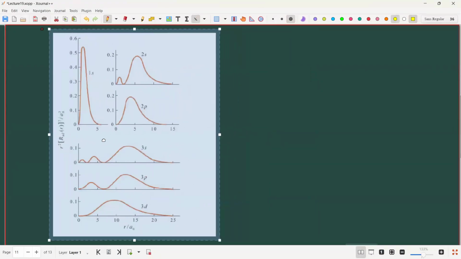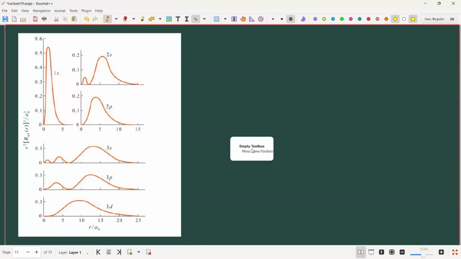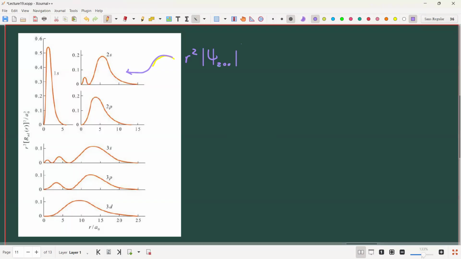So these are really nice plots from the textbook that I've given you guys, that some of you have and some don't. These are radial distribution plots. So for instance, this is equal to R squared times psi 2,0,0, the 2s orbital, squared, divided by a naught squared so that they're unitless. And here are some radial distribution plots for our simplest orbitals.